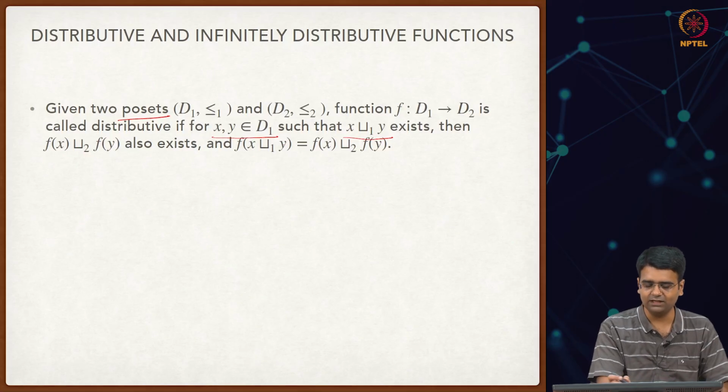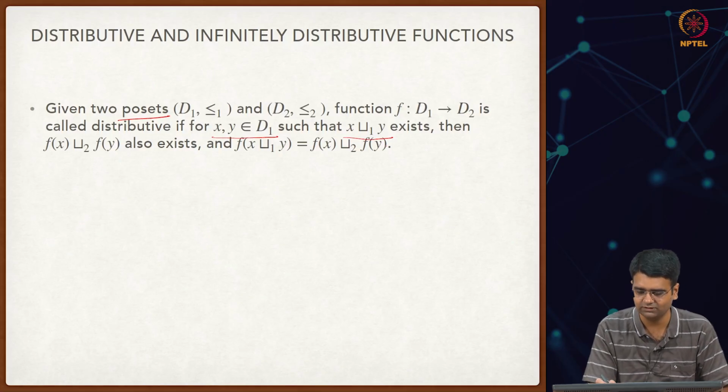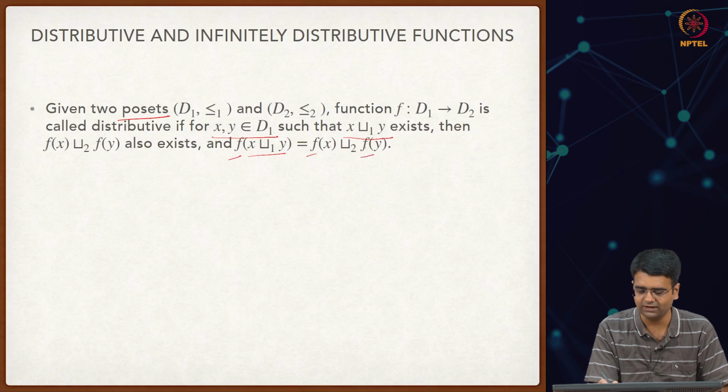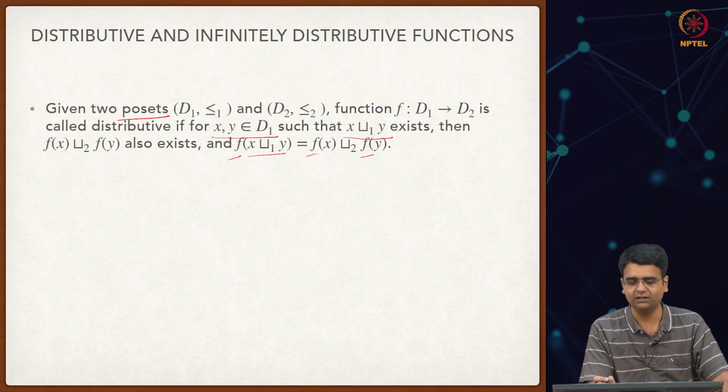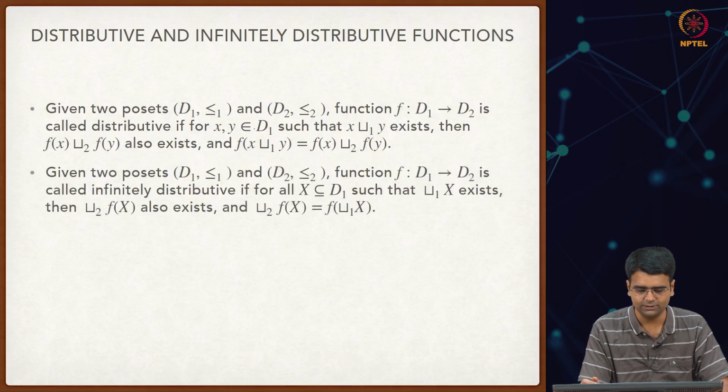And not only that, but f of x join y will be equal to f of x join with f of y. Which means that essentially you either take the join in d1 and then apply the function f, which is the same as first applying the function f and then taking the join in the lattice d2. So this f essentially distributes over the join. If that is the case, then f is called distributive.